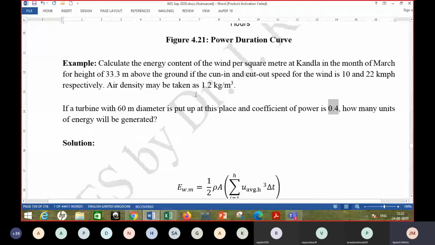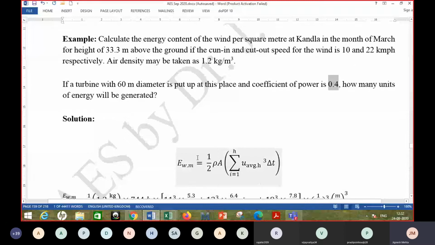So the formula has been shown to you earlier. What you do is, this is U average for that hour. So here you are talking about what values? You are talking about 11, 13, 15, 17, 19, and 21. Those are the wind velocities, and then you make cube of that and add all of them.